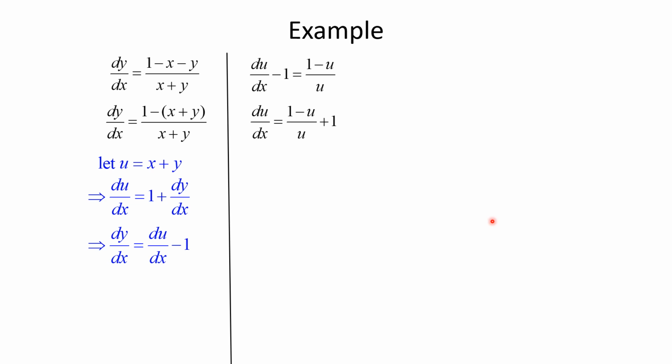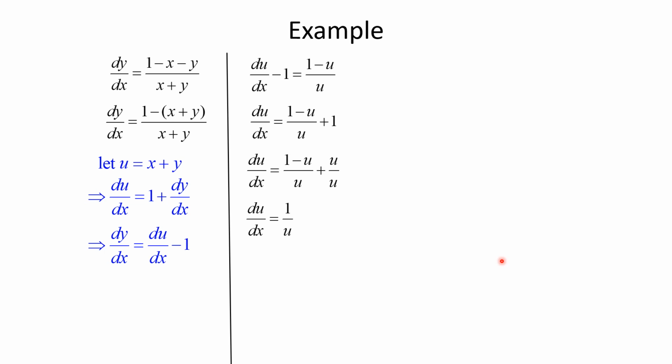We're going to separate our variables. So first I'm going to add 1 to both sides. So du/dx equals 1 minus u over u plus 1. In order to add these terms together, I would need a common denominator. So I can rewrite 1 as u over u. And then when I add these, minus u and plus u in the numerator will cancel out. So we get du/dx equals 1 over u.